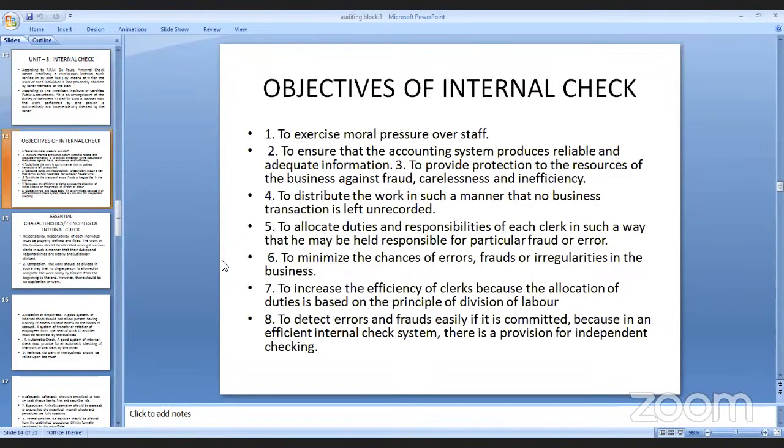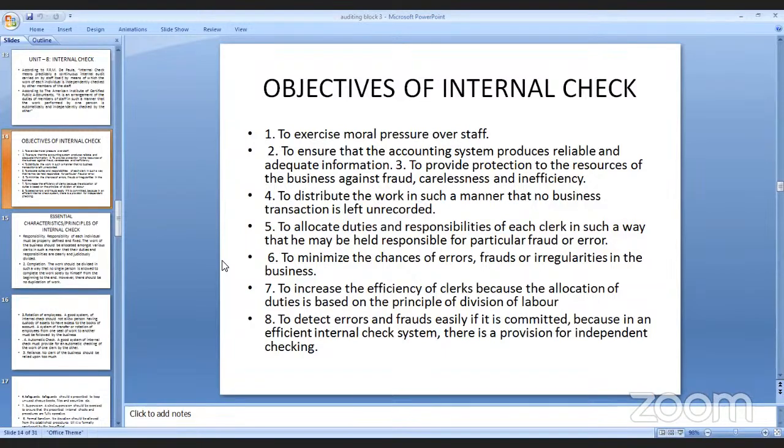Next, objectives of internal check. Generally, the concept of internal check is involved in an organization to exercise moral pressure over the staff to see their responsibilities; reminding employees of their responsibilities will be done with the internal check. So, for example, employees have to work from 10 to 4 o'clock, their working hours. If they come by 10 o'clock, and by 11 o'clock they are going out and wasting time chit-chatting, then there is no use.